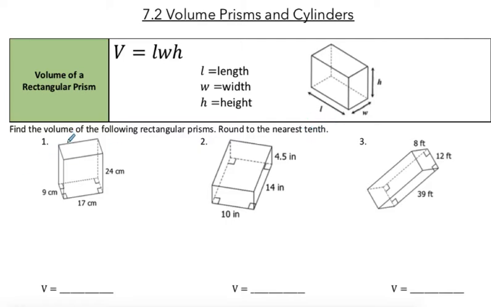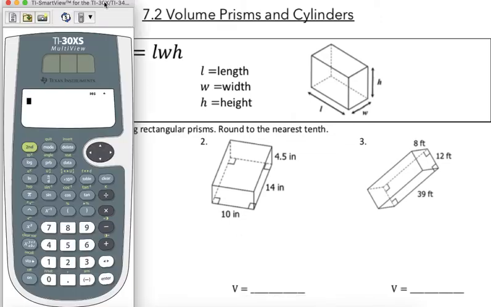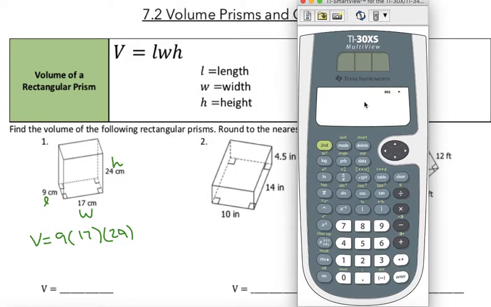All right, so here's a height, here's a width, here's a length. To find volume, I can do length times width times height. I can put this in my calculator and find how much volume would be inside of that three-dimensional object: 9 times 17 times 24.